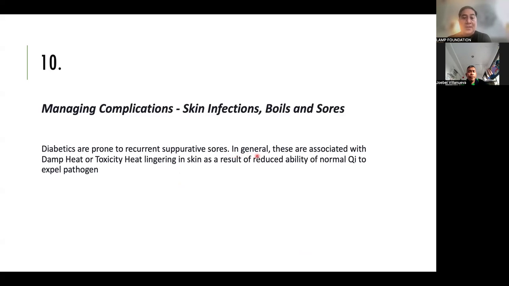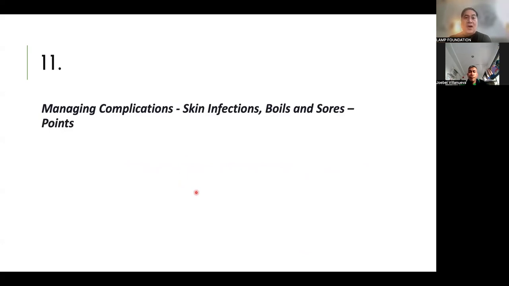In general, these are due to damp heat or toxic heat. Damp heat or toxic heat lingering in the skin because of reduced ability of the normal Qi to expel the pathogen. Kasi nga mahina yung Qi mo, no? So how do we manage this? Very easy. There's a very popular, ano ba tawag dito? We call this an empirical point. So that means you don't really know why they use it. Do 10. Okay, you can use also Do 12, Li4, and bladder 40. So in case you can relate to this, why not use these points?